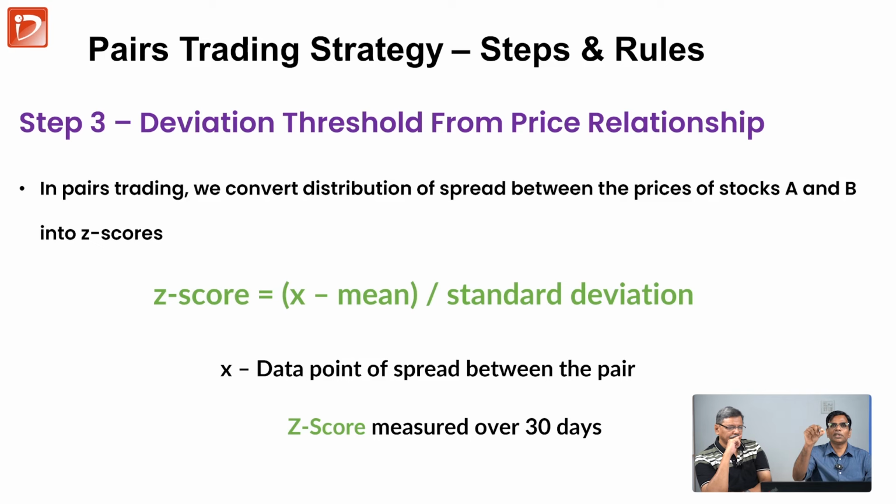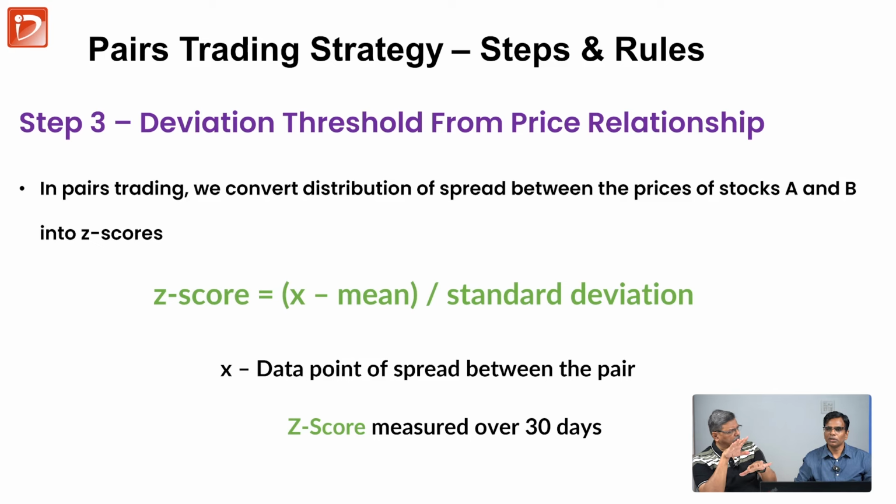Is it 1 standard deviation or 2 standard deviations from the average? We're measuring in terms of standard deviation. So you have a spread, and it will have this mean-reverting behavior, and we are trying to see how far away this spread is from the mean, the average spread, in terms of standard deviation. So you are measuring whether it is 1 standard deviation or 2 standard deviations away from the average spread between these two stocks. So this Z-score is measured over 30 days.